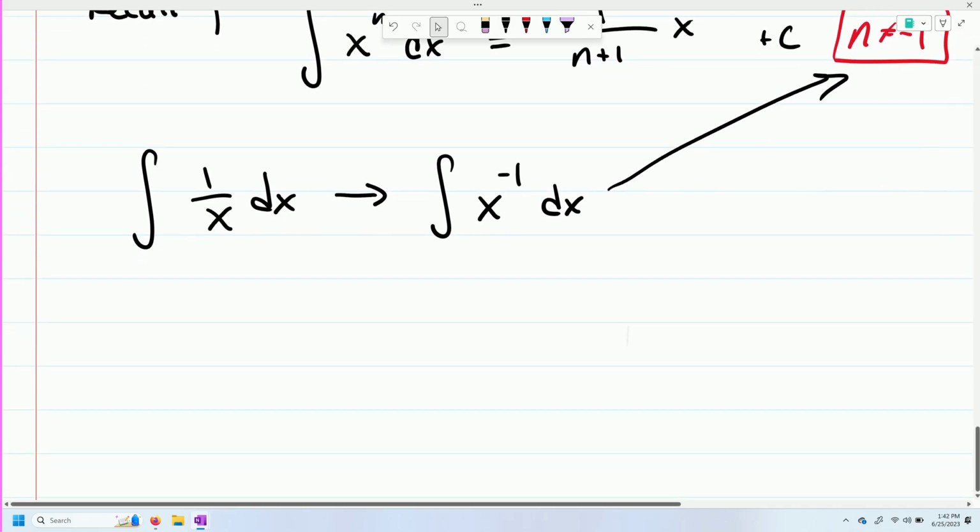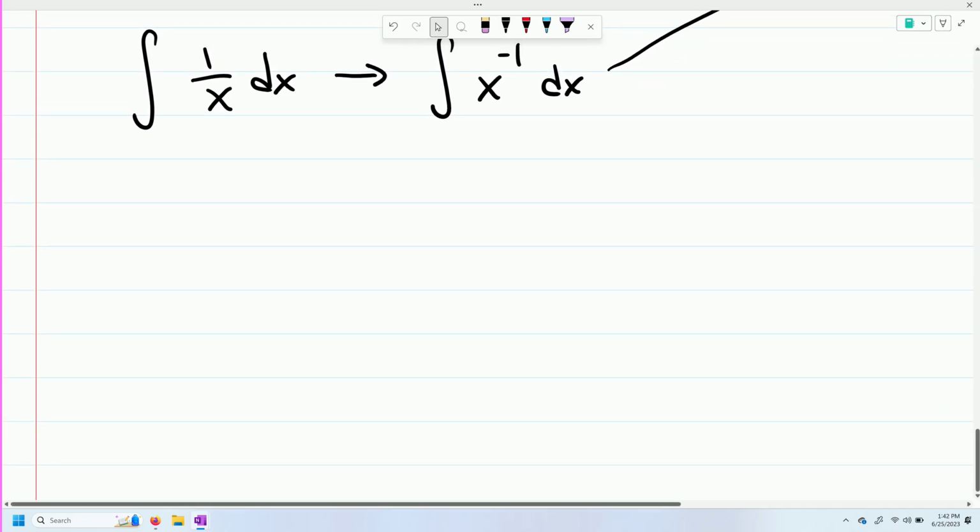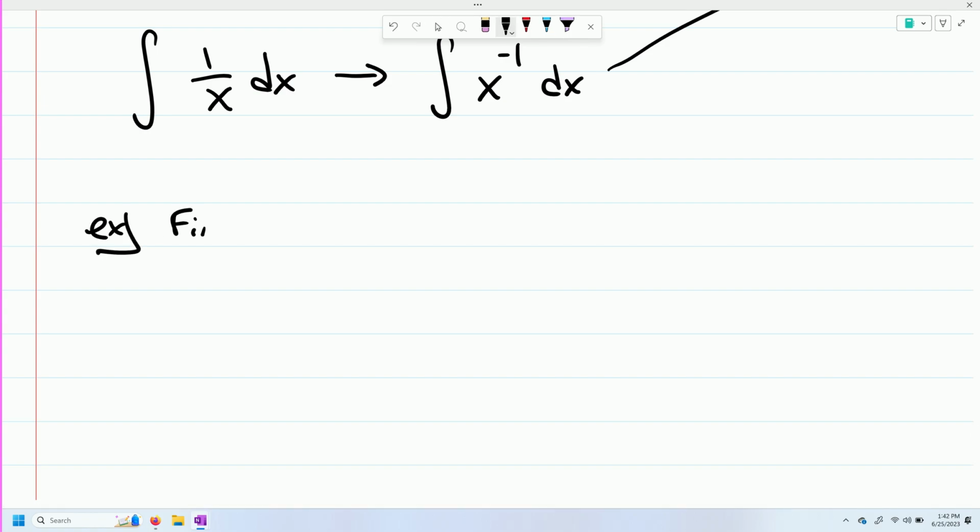Well, to think about this, we need to go back to derivatives. So, if we wanted to find the derivative, if f of x equals the natural log of the absolute value of x, remember, when you have a natural log, you have to make sure that the argument is positive. That's why we have the absolute value. And also, remember the definition of what the absolute value really is.